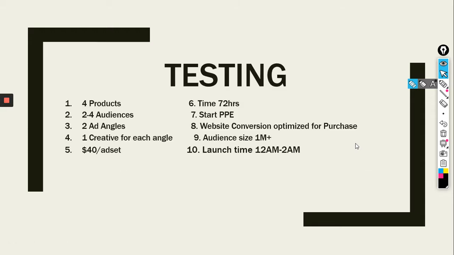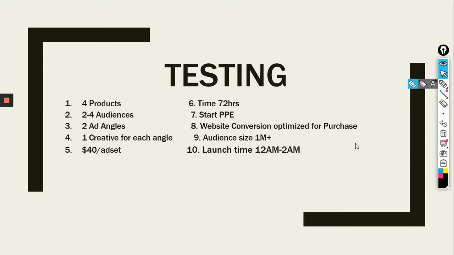So let's start with testing. When you're testing products, you need about 4 products. You need like 2 to 4 audiences. And if you don't know how to select your audiences, watch my video about audiences. Then you need 2 different ad angles.